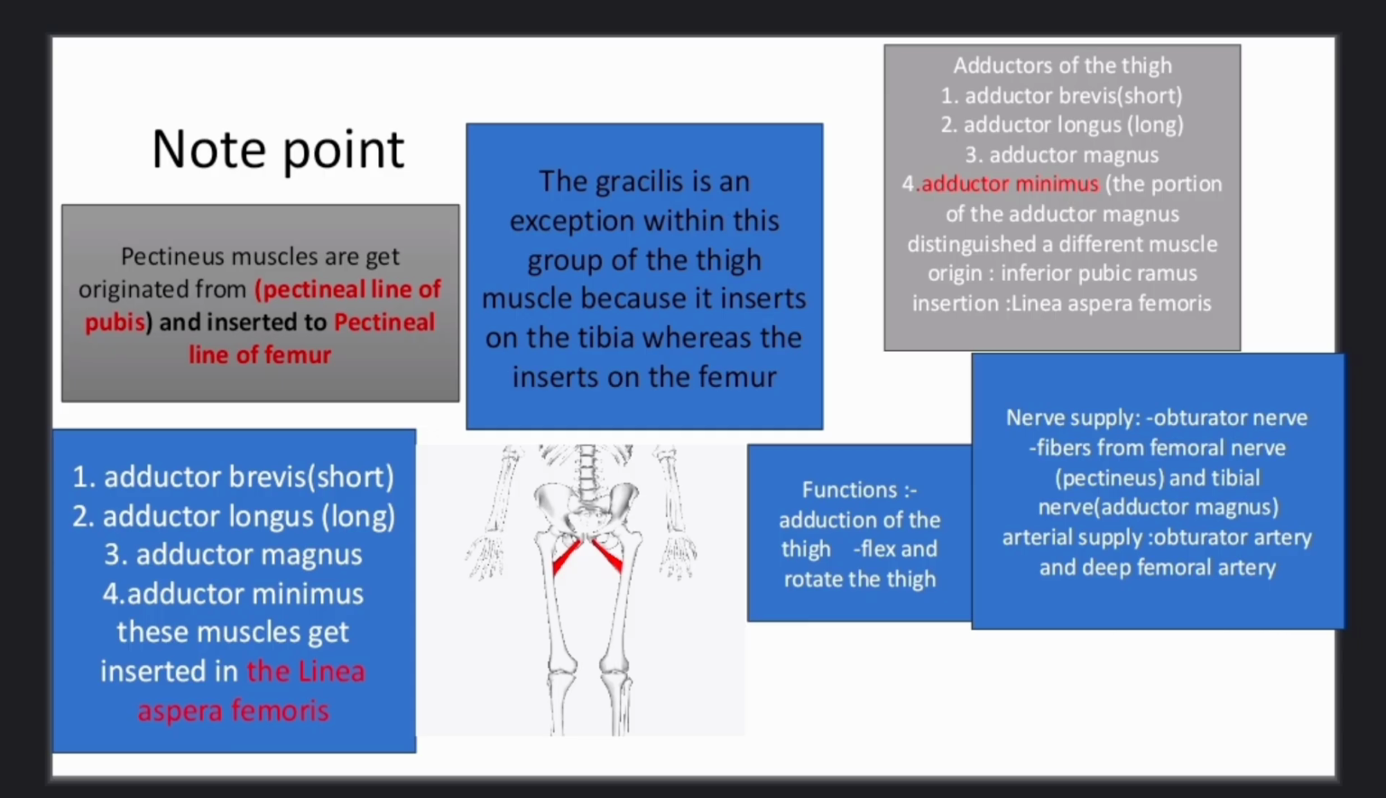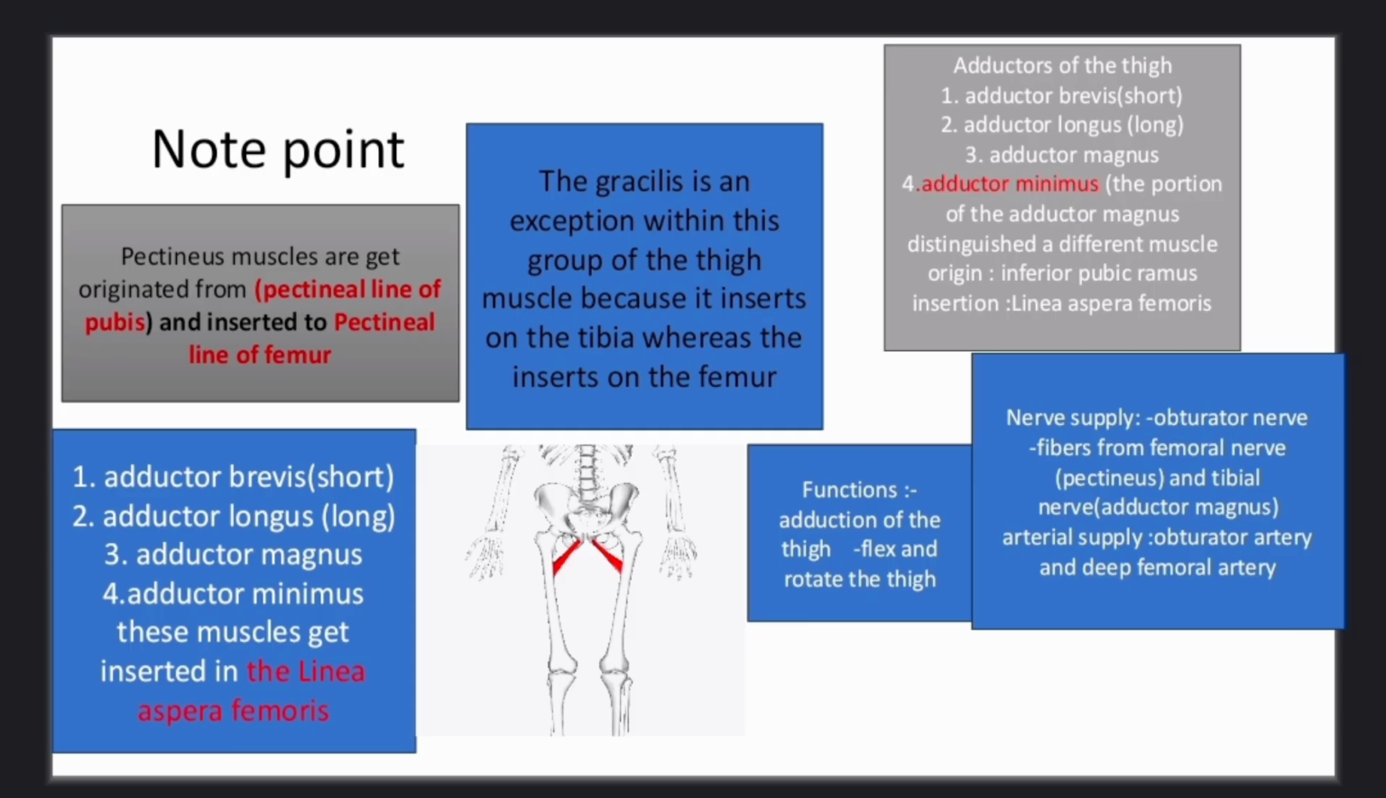So most medial muscles get nerve supply from the obturator nerve. Blood supply. The medial compartment muscles are mainly supplied by obturator artery and deep femoral artery. All the medial compartment muscles.